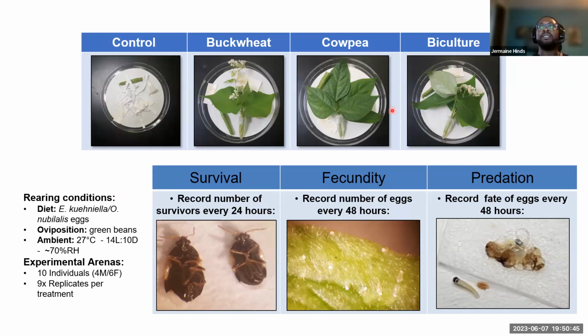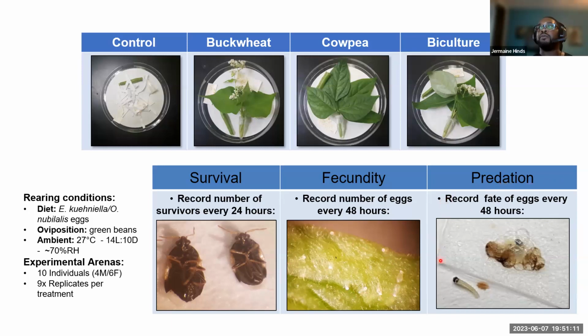And so into each of these arenas, I put 10 insects, 4 were male and 6 were female, and I replicated it 9 times. And so every 24 hours, I checked on these arenas. I recorded the number of survivors. Every 48 hours, I recorded the number of eggs, and you can look under the microscope and see these little eggs embedded into the green beans or the plant tissue. And then predation.